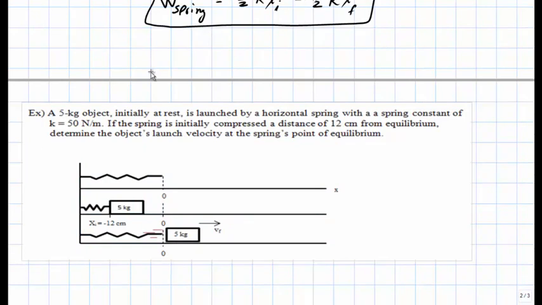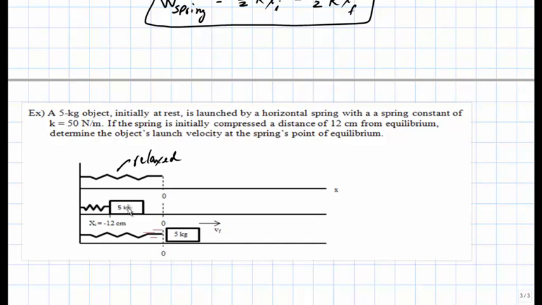In this example, a 5 kilogram object initially at rest is launched by a horizontal spring with a spring constant of K equals 50 newtons per meter. If the spring is initially compressed a distance of 12 centimeters from equilibrium, determine the object's launch velocity at the spring's point of equilibrium. The first thing we note is the representation of the spring in its relaxed state, and the position where the spring is relaxed is always designated as x equals 0.